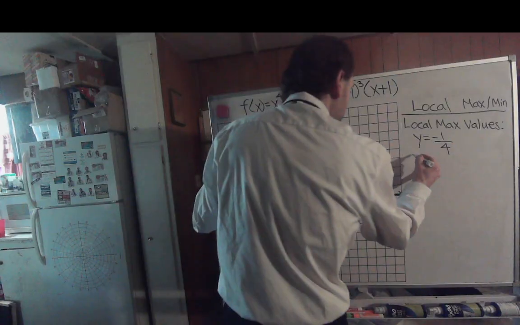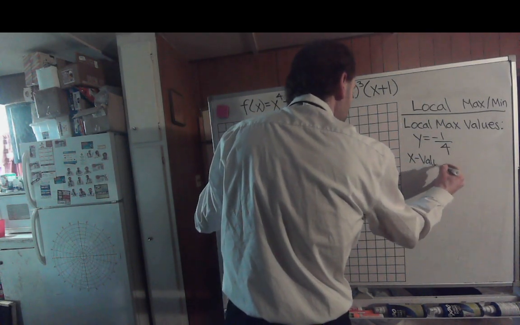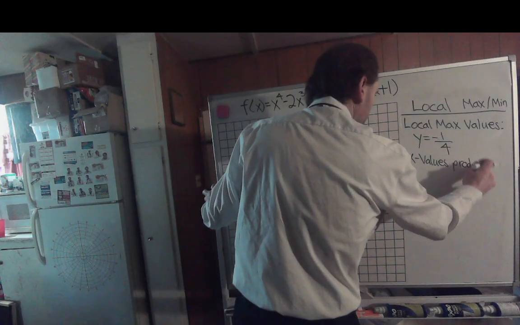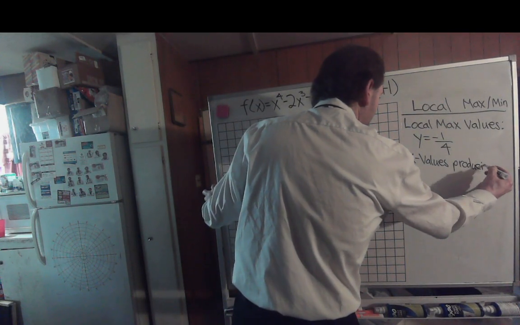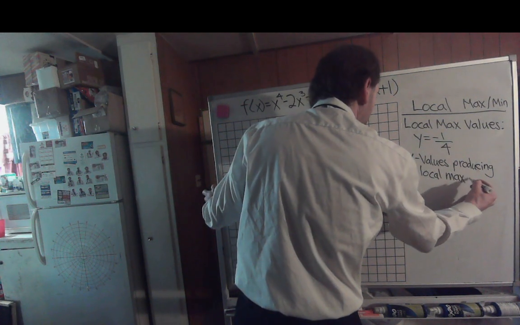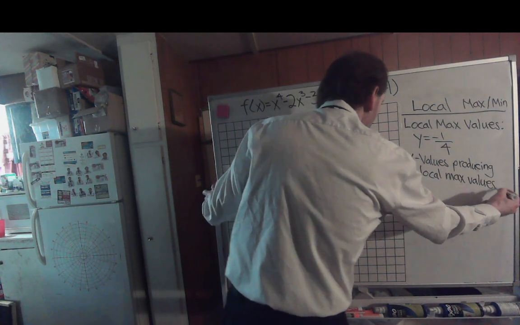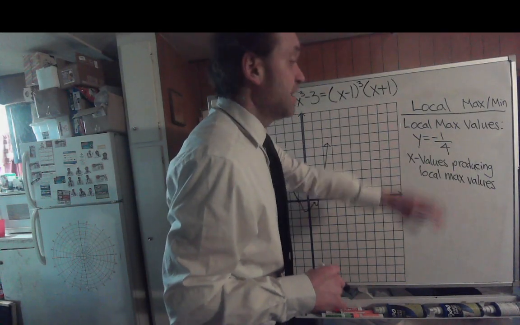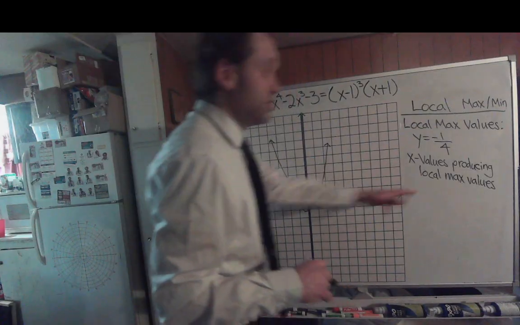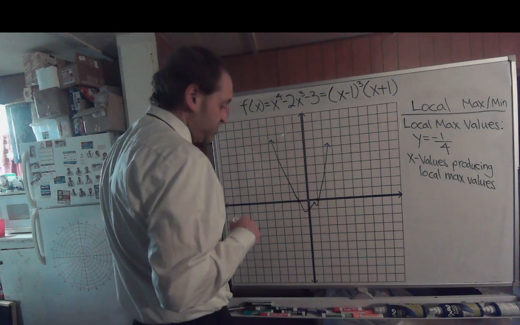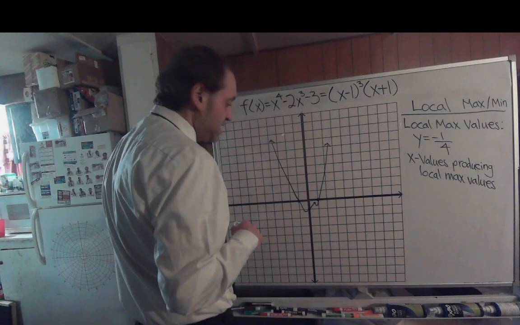Alright, now the x values producing local max values. So if they just ask for the local max value, that refers to the y-coordinate. If they're asking for the x values producing the local max values, they're asking for the x-coordinate, which I'm going to say, looking at it, is roughly 3/5.